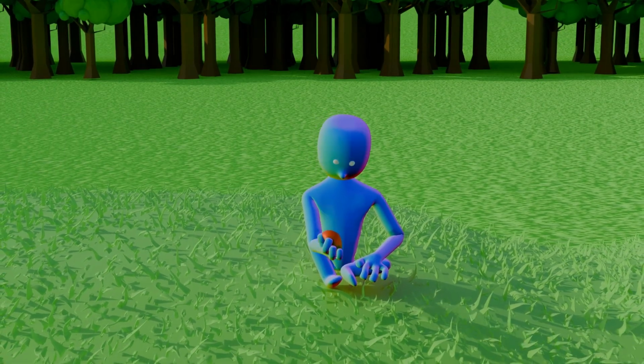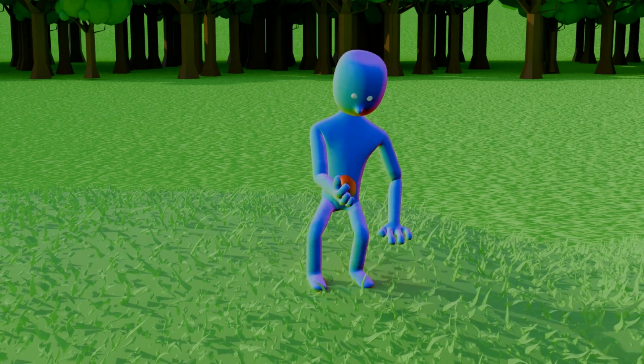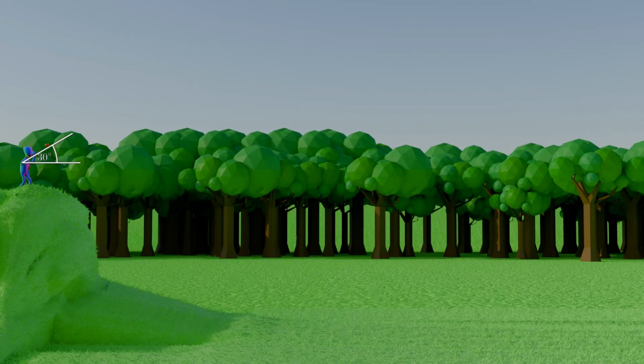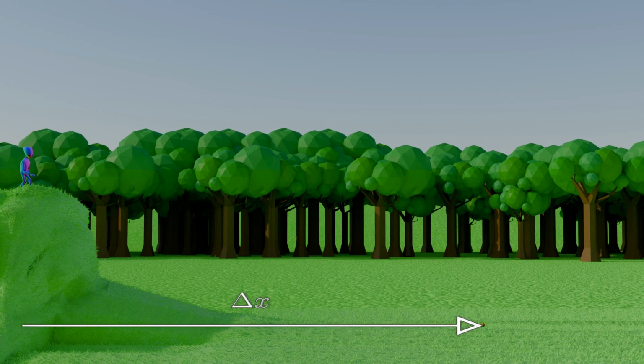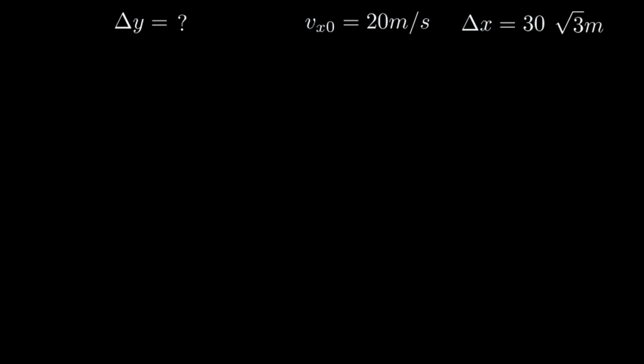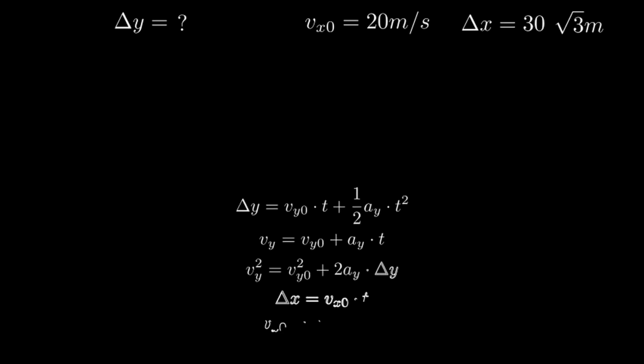If you want to calculate basically anything with this flying apple, then you're dealing with projectile motion. So let's say you're throwing this apple at an angle of 30 degrees above the horizontal with an initial speed of 20 meters per second. And it travels 30 times the square root of 3 meters horizontally. Now let's say you want to jump down to get the apple back, since your mom told you to not play with your food. Which is why you want to calculate the height of the hill, so delta y.